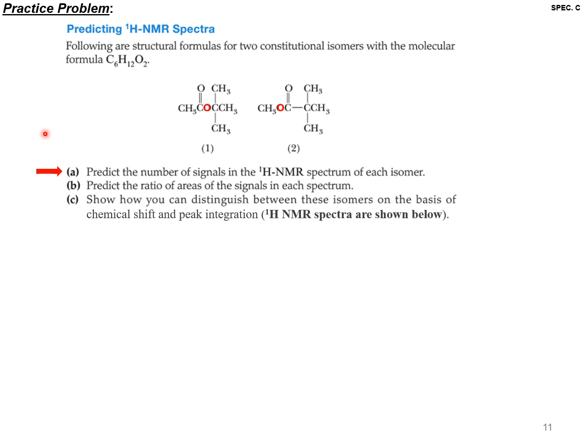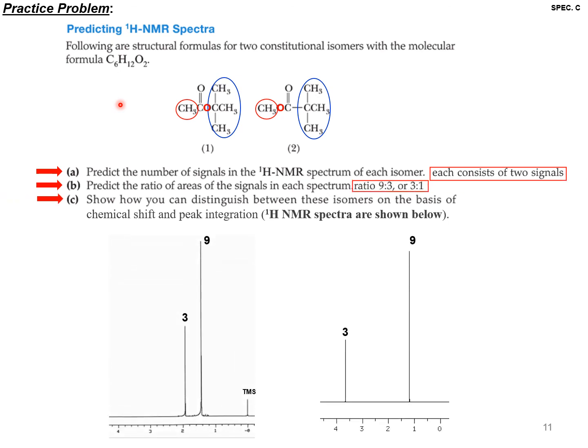Well, each one has a t-butyl group and each one has a methyl group. The hydrogens on the methyls of t-butyl are all going to be equivalent, and the 3 hydrogens on the methyl will be equivalent to each other. We have 2 sets in each, so therefore we would expect 2 proton NMR signals for compounds 1 and 2. How about the ratio of areas of the signals in each spectrum, so basically the integral values? Well, in each one you have a t-butyl and a methyl. T-butyl has 9 hydrogens, methyl has 3, so you would have a 9:3 or 3:1 ratio.